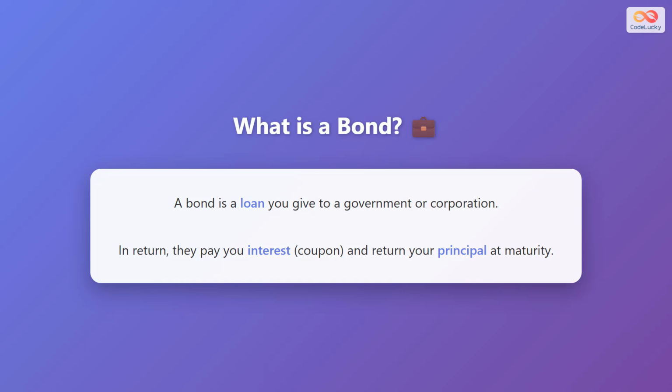Before diving into the relationship, let's understand what a bond is. A bond is essentially a loan that you, as an investor, give to a government or corporation. When you purchase a bond, you're lending money to the issuer. In return for your loan, the issuer pays you regular interest, which is called a coupon payment. At the end of the bond's term, known as maturity, the issuer returns your original investment, called the principal amount.